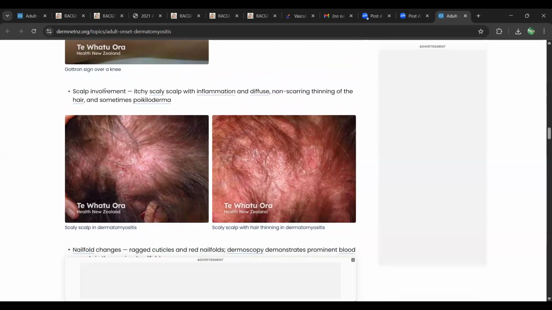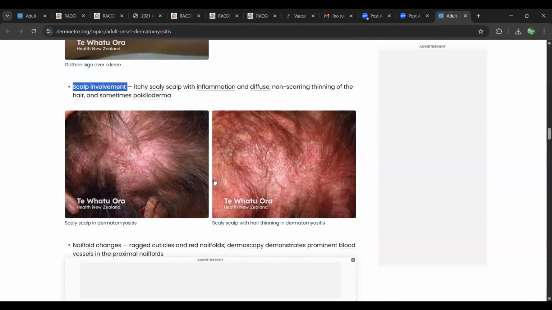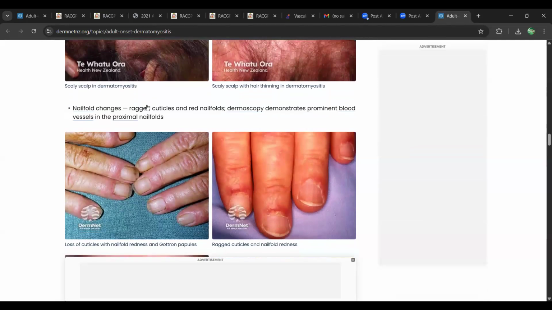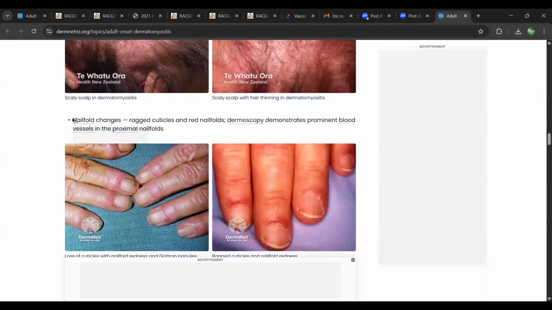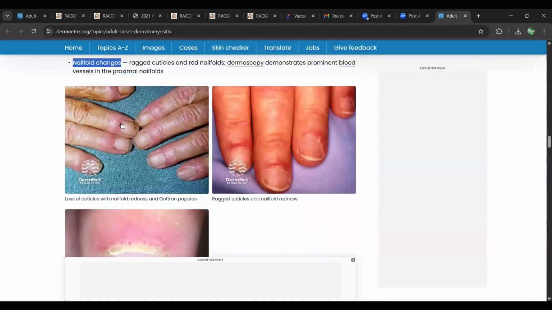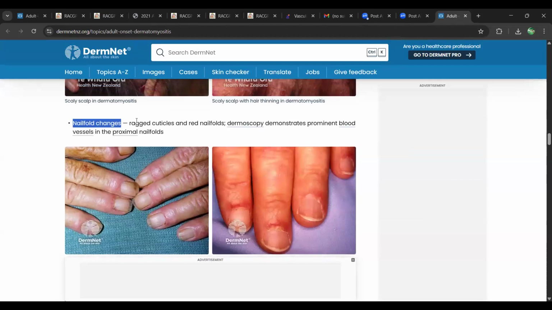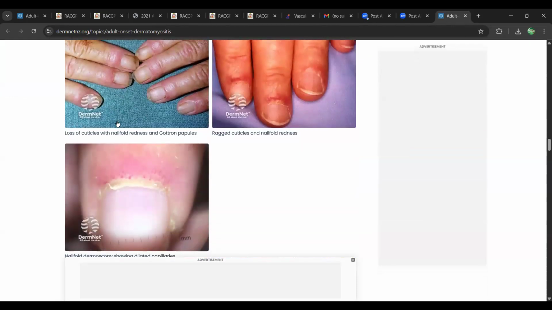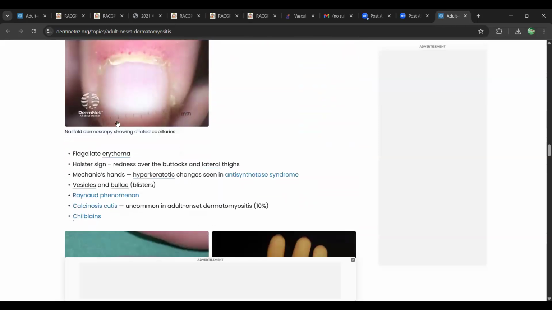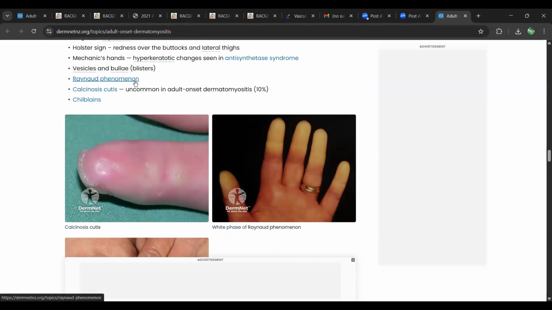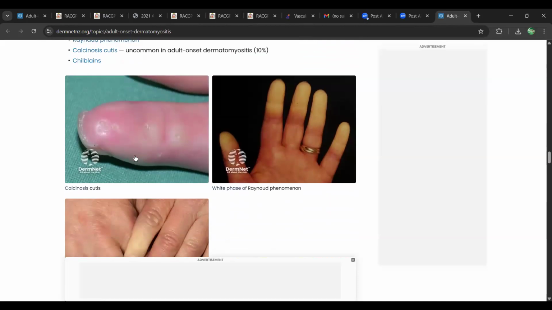Then there's scalp involvement, an itchy scalp, right? Scaling, sort of scaly, itchy scalp. So you might confuse it with psoriasis, right? Then nail fold changes. You don't need to know all these ragged cuticles and all of that. Just know there are some of these skin changes, right? These can be associated with Raynaud's phenomenon, right? That's one thing you need to know.